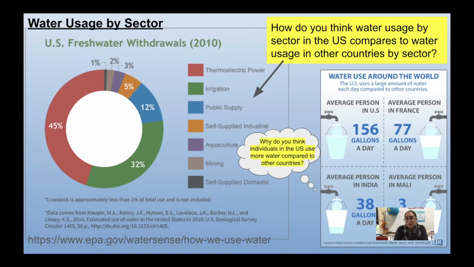And then the other infographic that you see on the right is personal water usage. So you can see the average person in the US uses about 156 gallons a day. Now compare that to someone who lives in Mali, for example. They're only using about 3 gallons a day. So why do you think individuals in the US use more water compared to other countries? So I thought that was very interesting, and it made me look back and reflect upon my own water uses.